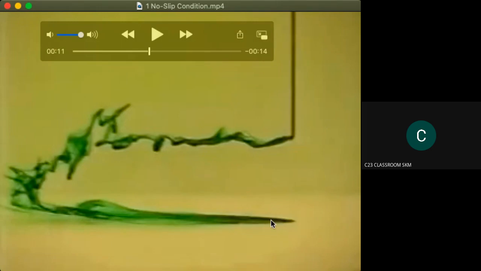that sticks very hard on the surface here. Even when the flow continues, you will find that this ink remains on the solid surface here. This occurs because of the no slip condition among these molecules on the solid surface. So this is the evidence of no slip condition.